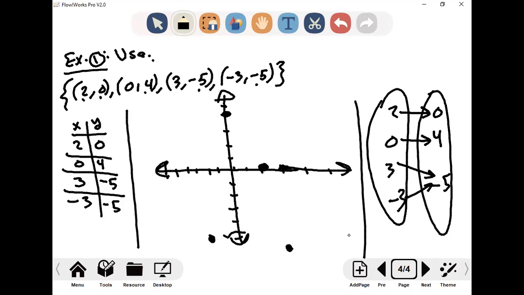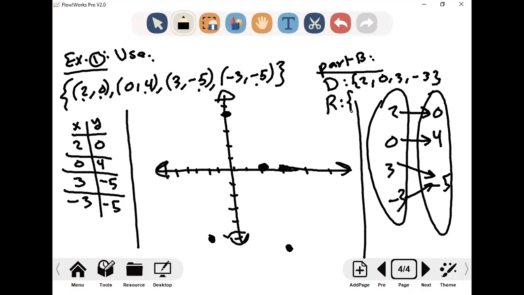That was all of part A. In part B, they want us to find the domain and the range. Domain, I will call it big B, not small. The domain is the set of the x-axis values: 2, 0, 3, and -3.